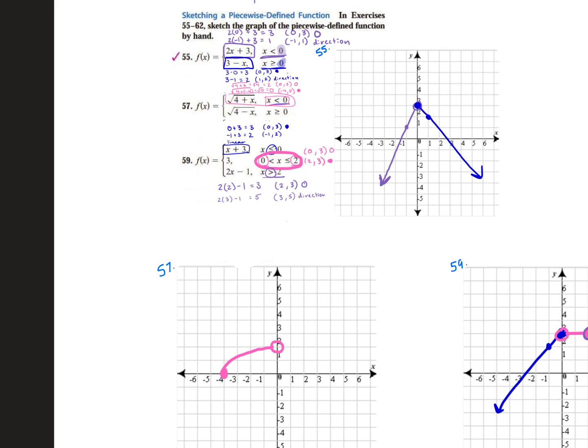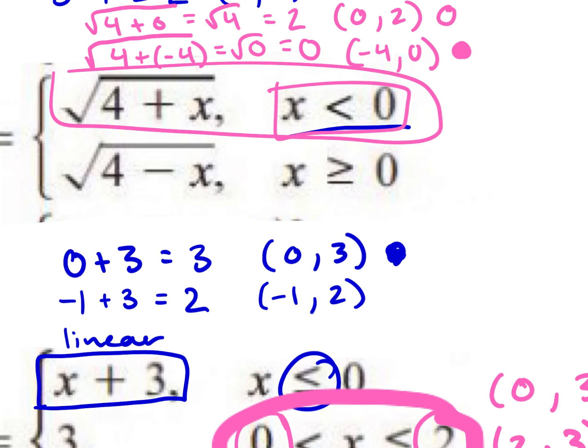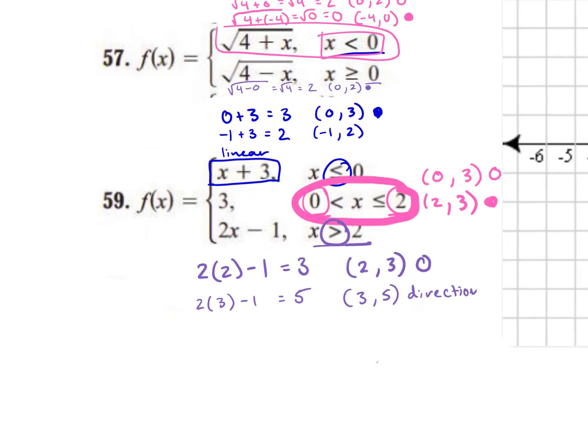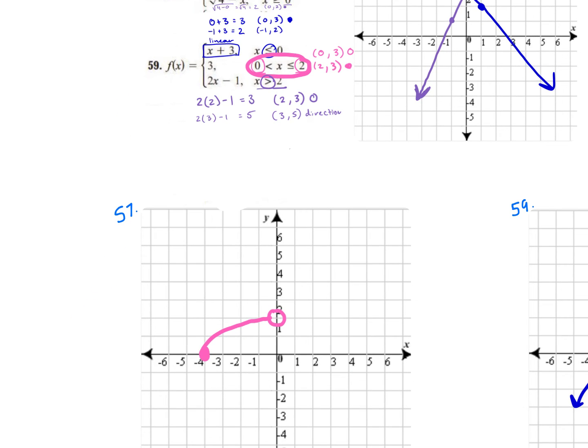Let's do the second piece. So what's the first number I want to plug in here for the square root of 4 minus x? 0. So I have the square root of 4 minus 0, which would be the square root of 4, which is 2. So I plugged in 0 and got 2. Is this going to be an open or closed circle? A closed circle, because it's greater than or equal to. So let's go to my graph. I have a point at 0, 2.